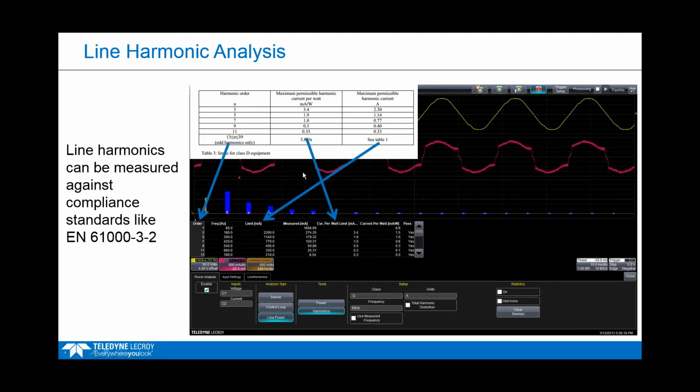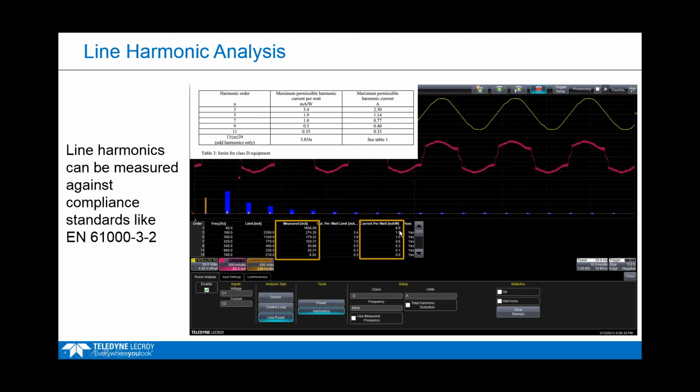So here you can see, if you follow these arrows, this is an excerpt from the spec up here, and you can see we have the limits already programmed into the software here. You can see these match up with the arrows. And then here are the actual measured values, and we'll compare those to the limits and show you pass or fail.